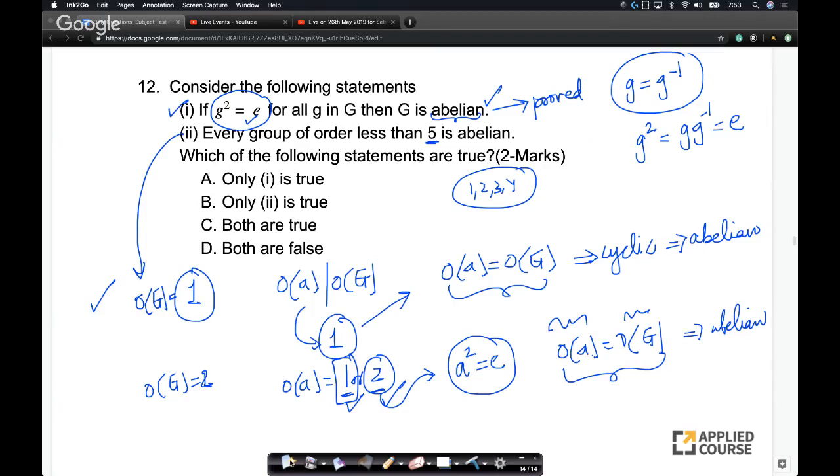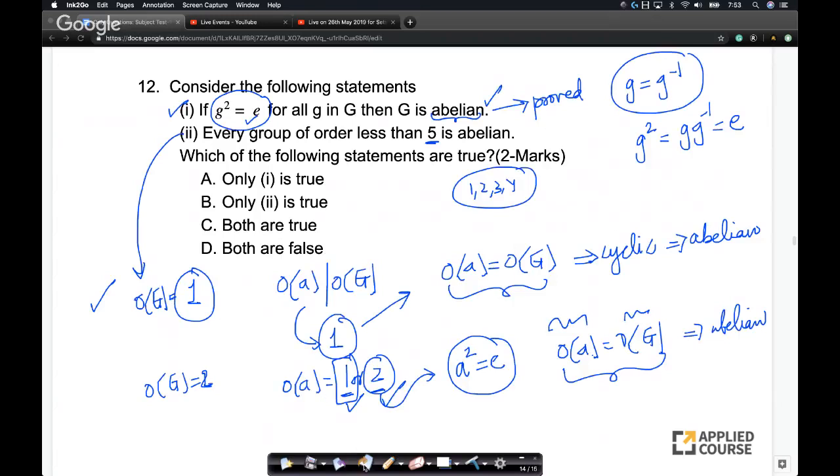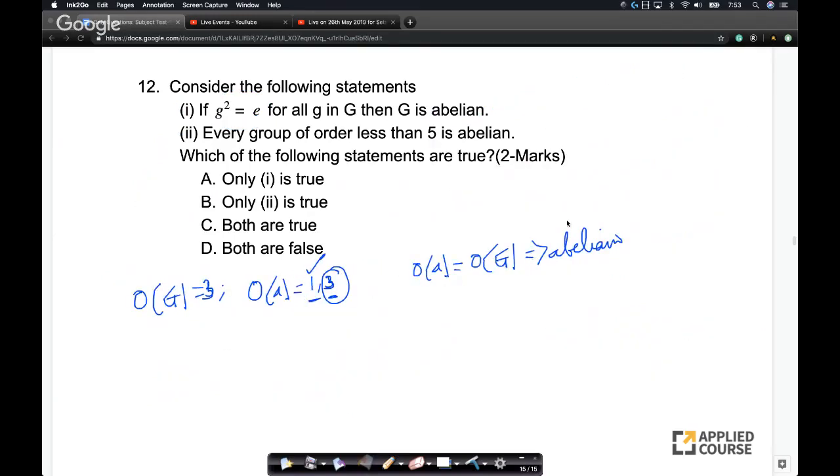Very simple. Now, the third argument here is, if the order of the group equals 3, what happens? Then the order of elements can only be 1 and 3. It can't be 2, because the order of an element has to divide the order of the group. So if it is 1, we have seen this argument earlier. If the order of an element equals 3, that means there exists an element where the order of a equals the order of G, then this is abelian, just the way we have seen earlier. If the order of an element equals the order of the group, then it is abelian.